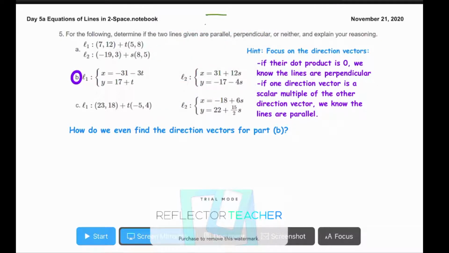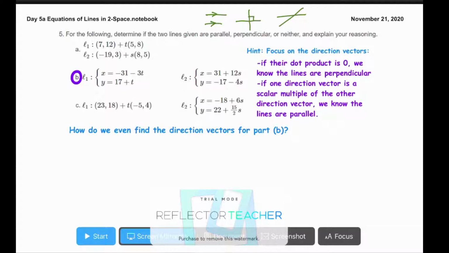Parallel, the lines have the same slope or the same direction vector, and they never intersect. Perpendicular means they meet at one point at 90 degrees. And neither just means I have two lines that are going to meet at some point, but not at 90 degrees. I feel like that looks too much like 90, but that's just because I'm thinking three-dimensional perspective. So the angle there is not 90 degrees. And we're just going to answer question B as our example here and test this.